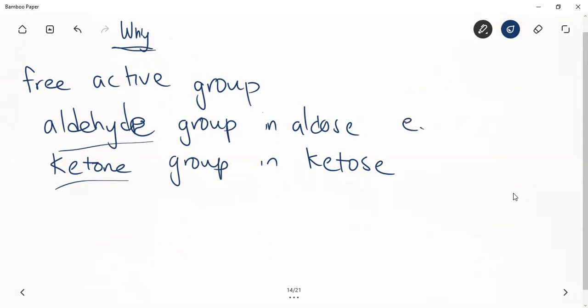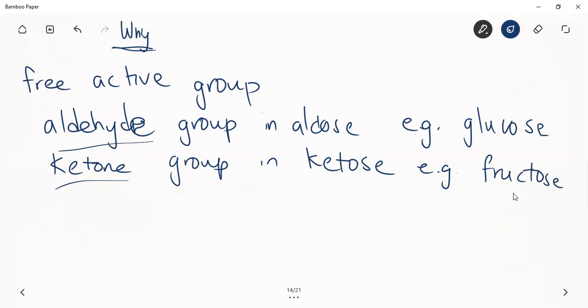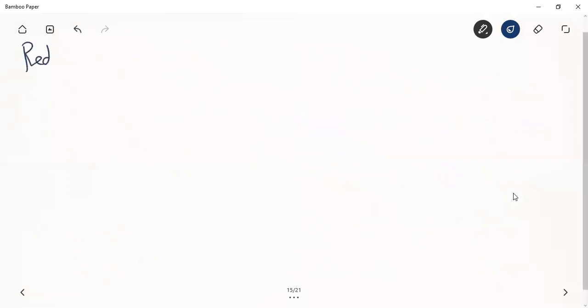An example of an aldose is glucose. In glucose, carbon 1 has a free aldehyde group. For ketose, the example is fructose. Fructose has a free ketone group on carbon 2. So because they have a free active group, the monosaccharides are reducing agents. Then what about disaccharides? We say they are less powerful as reducing agents. For disaccharides, whenever you want to know if it is reducing or not, it depends on the bond. So let's come to reducing disaccharides.